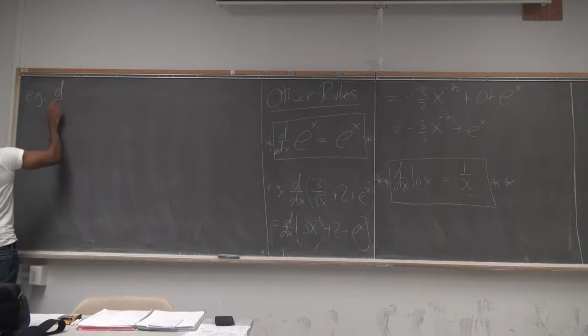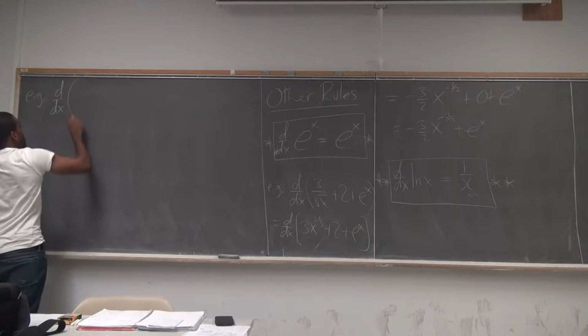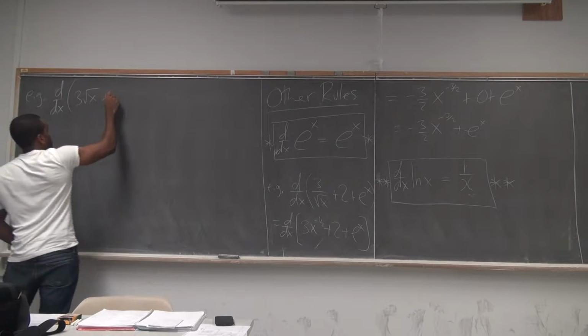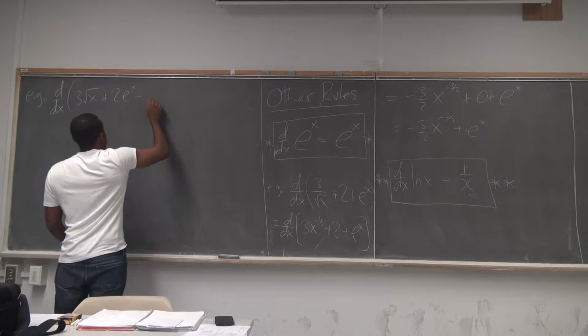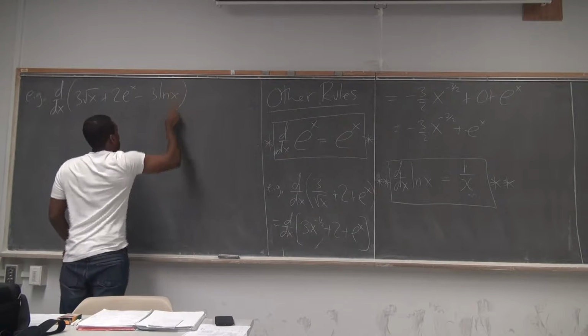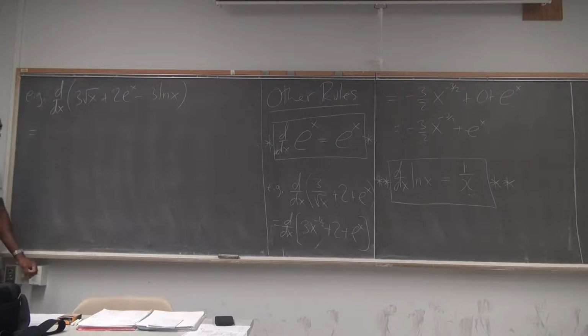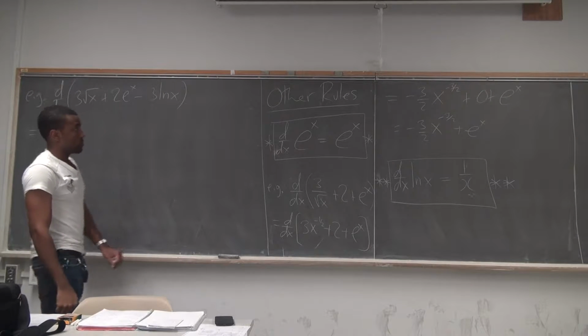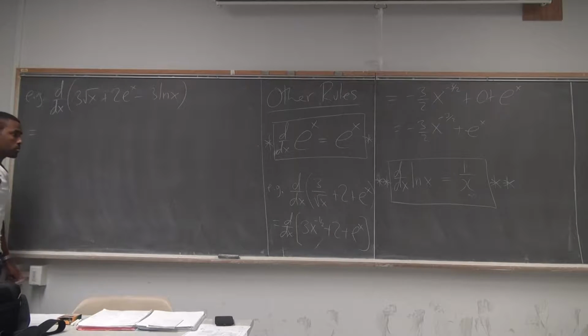An example. Here it is. 3x to the minus half. No. 3 over 2x to the minus 1 half. Right, this guy is x to the 1 half. The half power comes down, which gives me 3 over 2. Subtract 1 from the power.